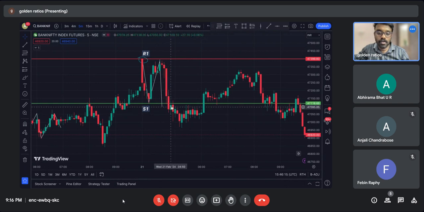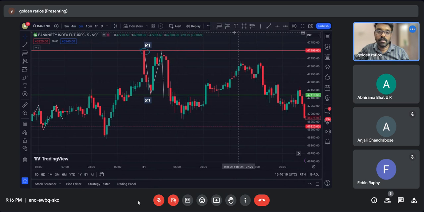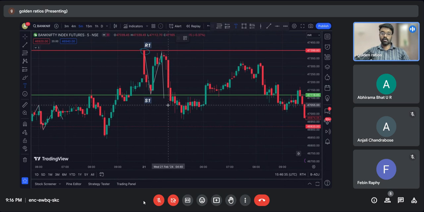Okay. So what happened? This support has broken, because the sellers won here. So this support will now act as a resistance. Always keep in mind that whenever a support is broken or a resistance is broken, it will become a resistance or support respectively.